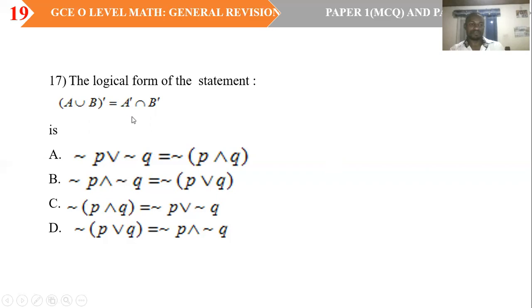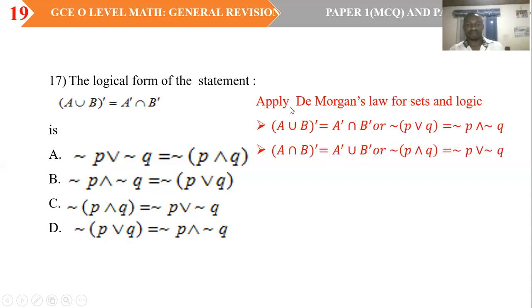The logical form of the statement (A union B) complement is equal to A complement intersection B complement. To answer this, we simply look at the equivalence for De Morgan laws. Apply De Morgan laws. When you look at these two equivalents, we see that this one, (A union B) complement equals A complement intersection B complement, is logically equivalent to the negation of P or Q equals the negation of P and the negation of Q, which is D.